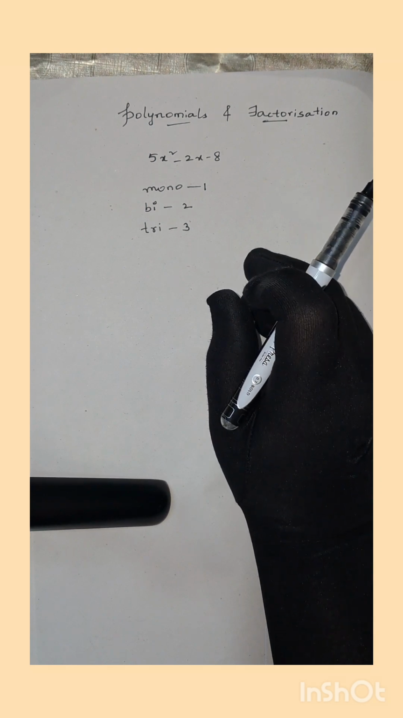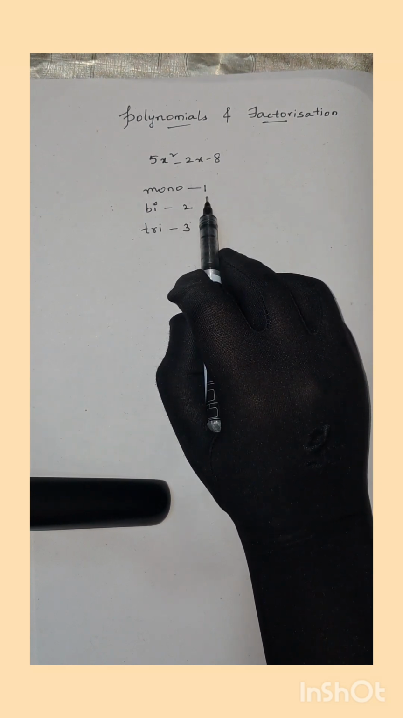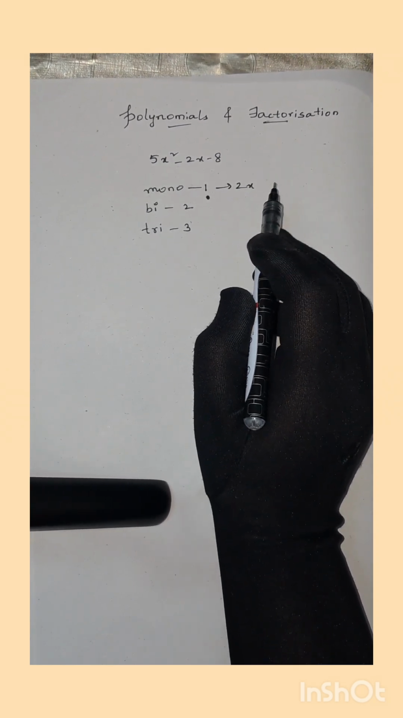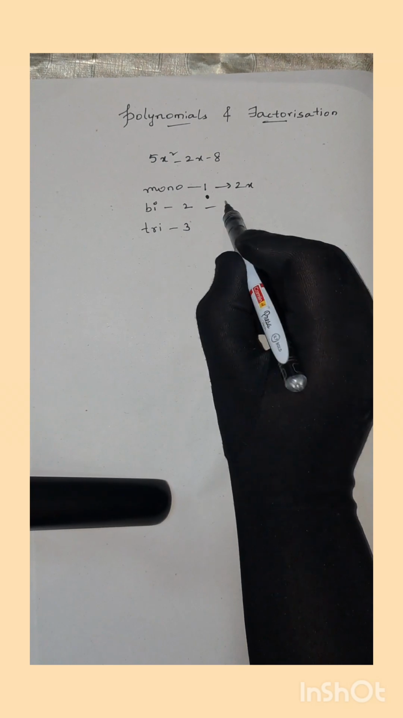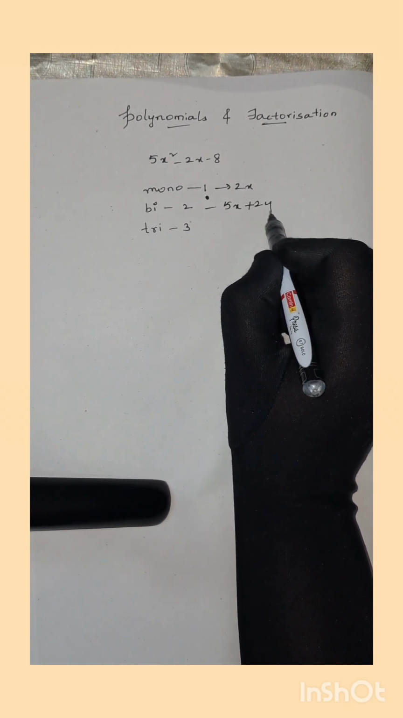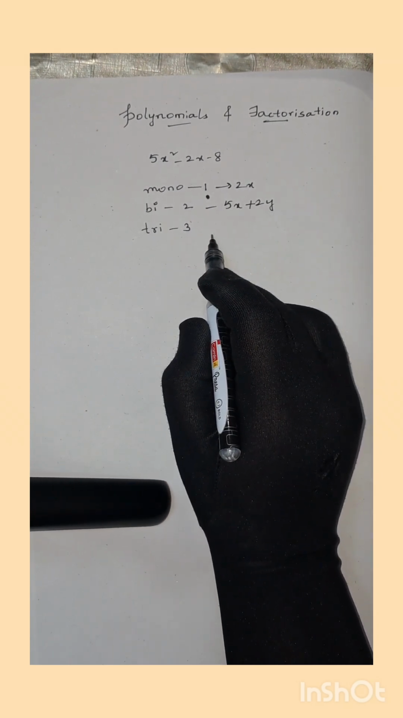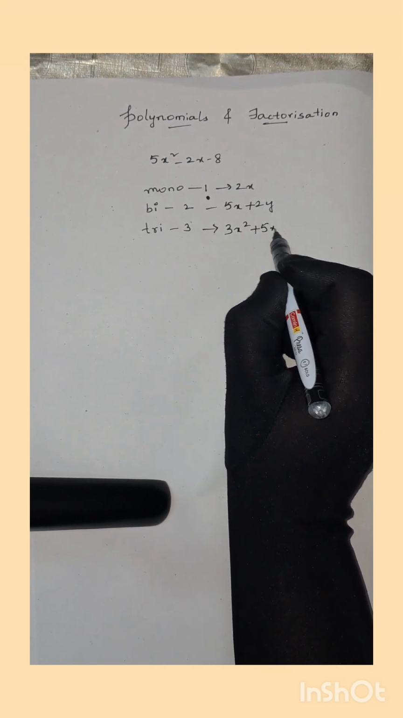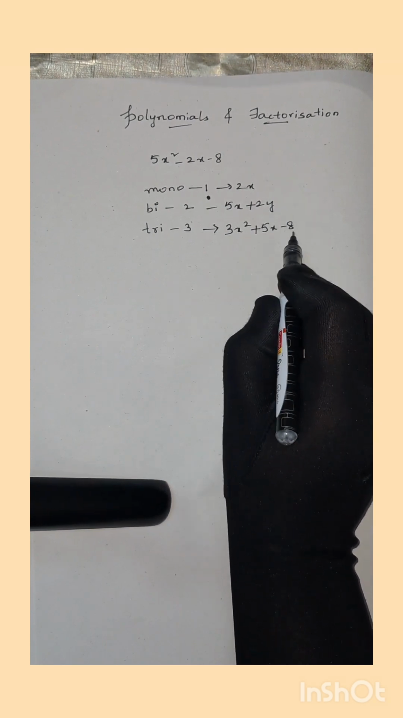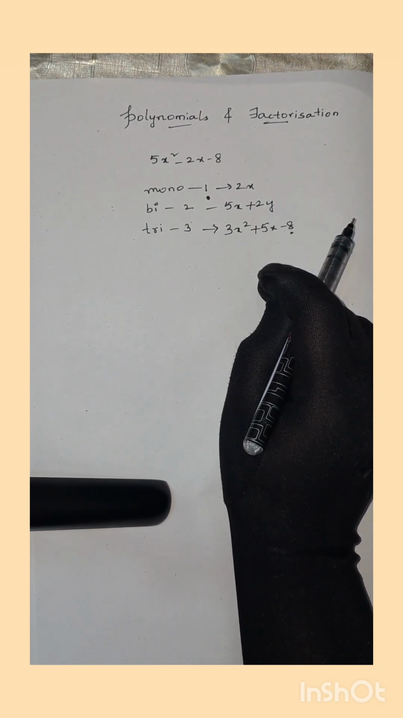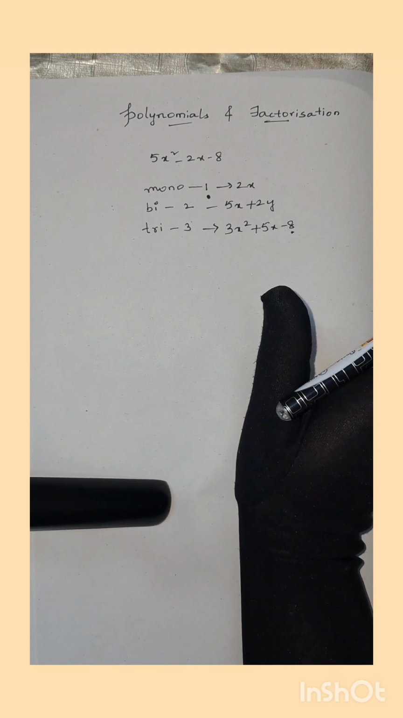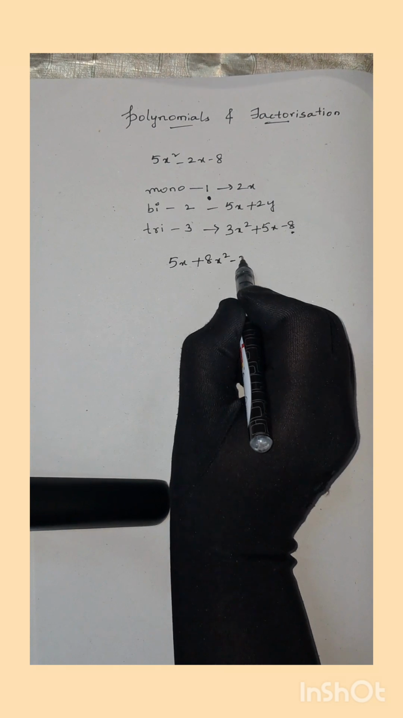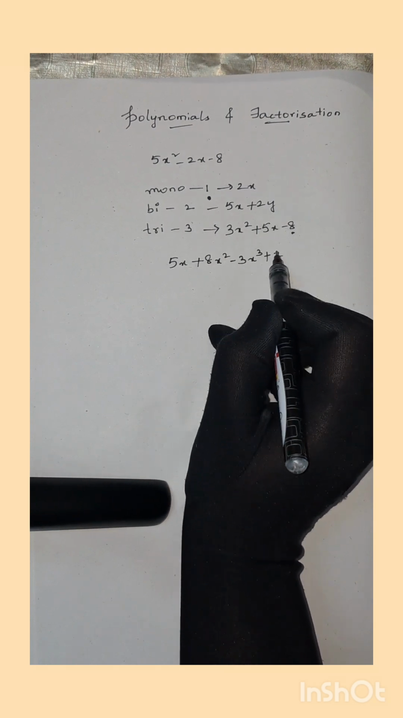A polynomial with a single term is known as a monomial. For example, 2x. A polynomial with 2 terms is called a binomial. For example, 5x plus 2y. A polynomial with 3 terms is a trinomial. For example, 3x square plus 5x minus 8. So it contains 1, 2, 3 terms. In general, a polynomial may contain 2 or more than 2 terms. For example, 5x plus 8x square minus 3x cube plus 7.